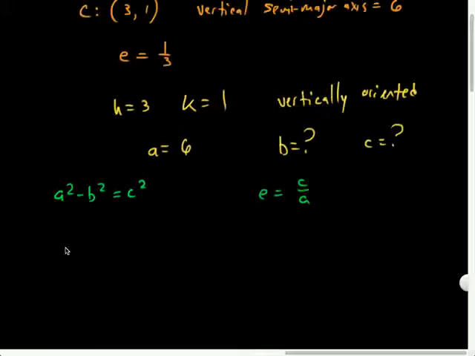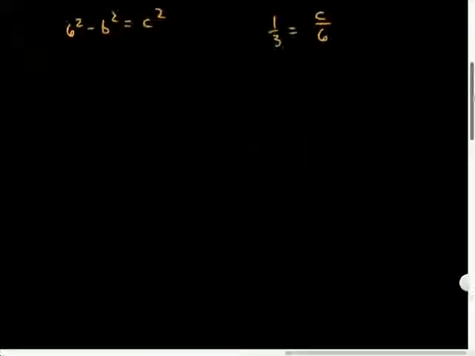So let's plug in what we know and solve for what we don't eventually. So this one is A squared is 6, so 6 squared minus B squared equals C squared. Let's plug in what we know here. This is 1/3 is equal to C, which I still don't know, over A, which I do know. So between these 2 equations, what could I do to solve for B and C? Where do you want to start? I kind of like the right-hand side myself because this one's got all the squares in it.